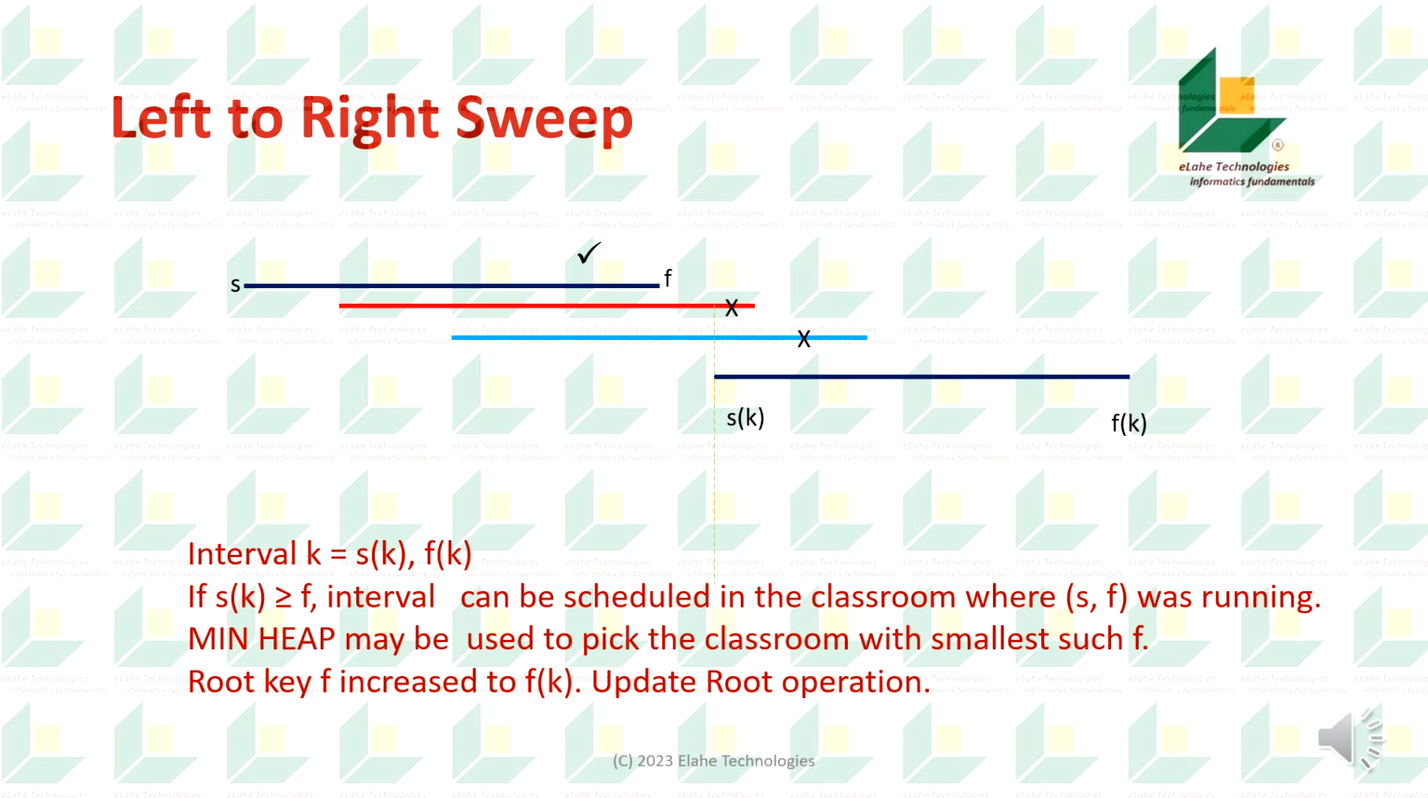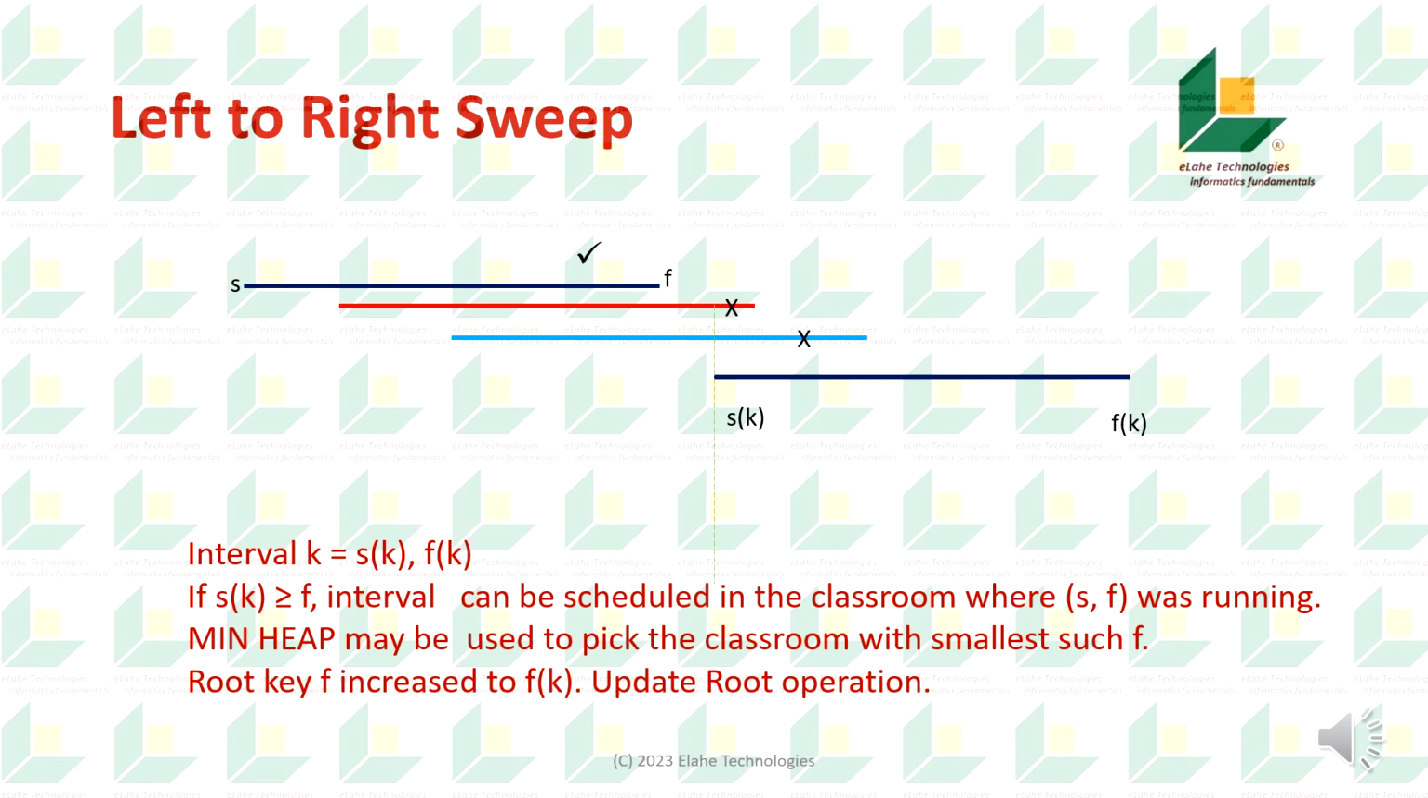For a class s_k, f_k to be scheduled, we compare s_k with the key value f at the root of the heap. If s_k is less than f, then the start time is less than the finish times of all the classes represented in the heap. Hence none of these classrooms can be used to schedule the class with start time s_k. A new classroom must be allocated.